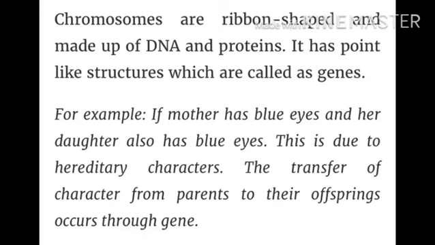Now chromosomes are ribbon shaped and made up of DNA and proteins. They have point-like structures which are called genes. For example, if a mother has blue eyes and her daughter also has blue eyes, this is due to the hereditary character. The transfer of character from parents to their offspring occurs through genes. It means genes are responsible for passing genetic characteristics from parents to the offspring.